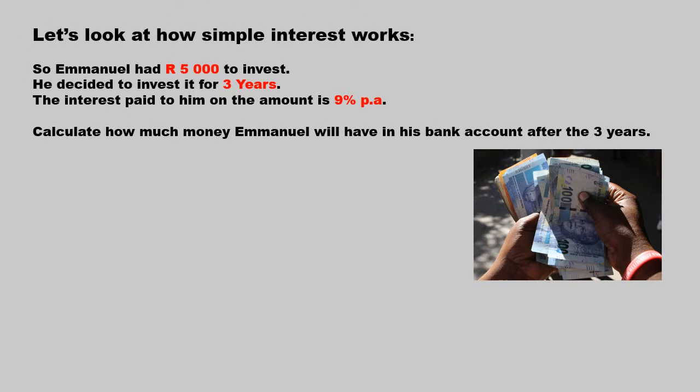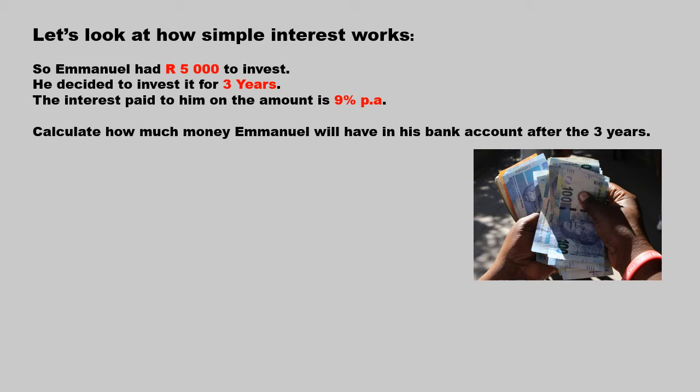Okay, so Emmanuel, you had 5,000 rand to invest. You decided to invest it for 3 years. The interest paid to you, decided by the bank, was 9%. So let us all calculate how much money Emmanuel will have in his bank account after the 3 years.